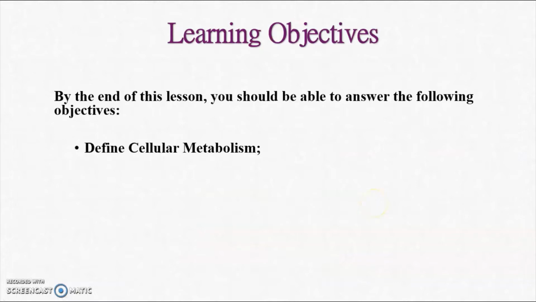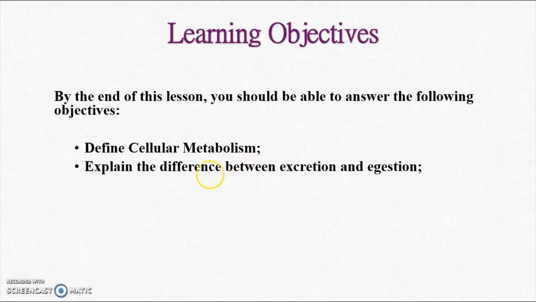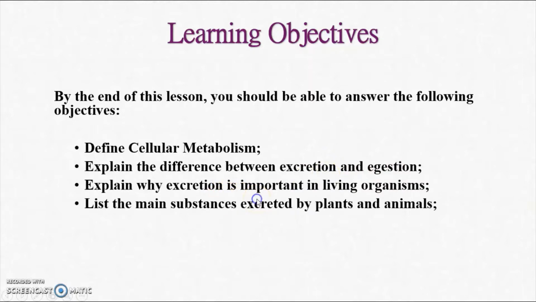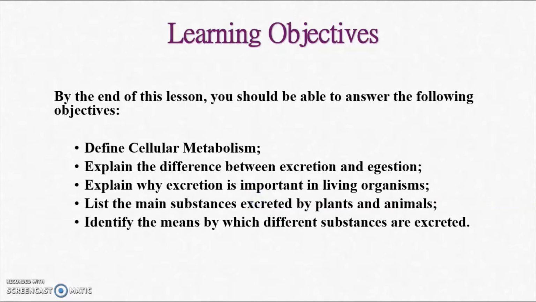By the end of this lesson, you should be able to answer the following objectives. Define cellular metabolism. Explain the difference between excretion and egestion. Explain why excretion is important in living organisms. List the main substances excreted by plants and animals. And identify the means by which different substances are excreted.